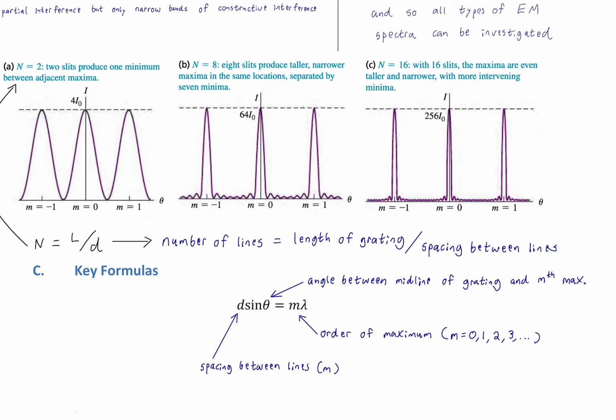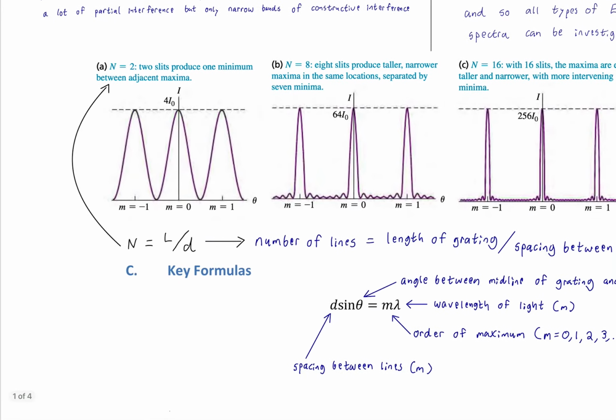M is just the order of the maximum. It does start with 0, just like with the double slit, because we have a central maximum. It's not like when we were counting minima on either side of the double width central maximum for single slit, because that's a different case. That's the one time where M doesn't start counting from 0. But in this case, it does start counting from 0. And then lambda is the wavelength of the incident light, of course measured in meters, usually for visible light on the order of hundreds of nanometers.